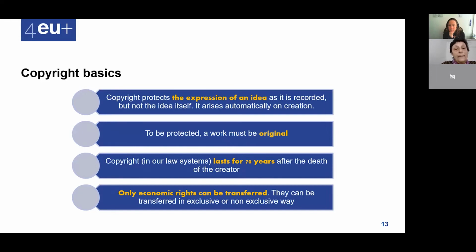Copyright protects the expression of an idea and not the idea itself, and copyright arises automatically on creation of a work. To be protected, a work must be original. Copyright in our law systems, unfortunately, lasts for 70 years after the death of the creator. And only the economic rights, as we have seen in the previous slides, can be transferred. And they can be transferred in an exclusive or non-exclusive way. We will see what it means.